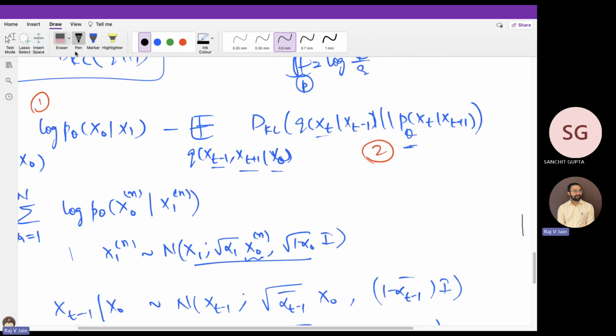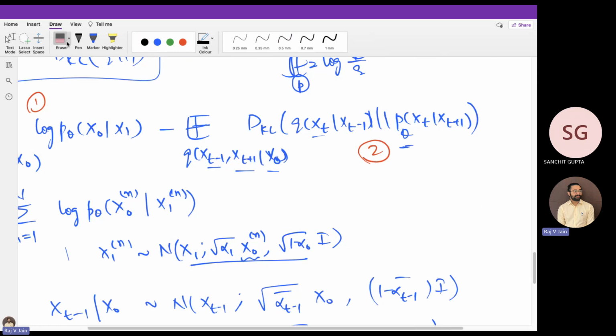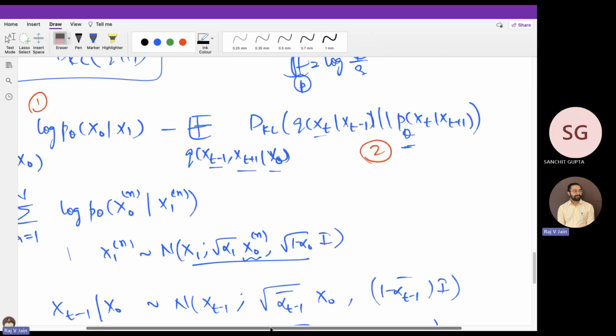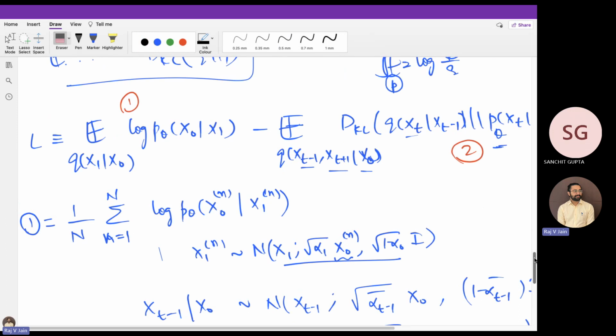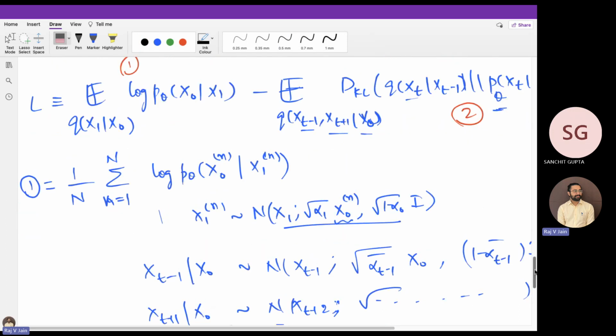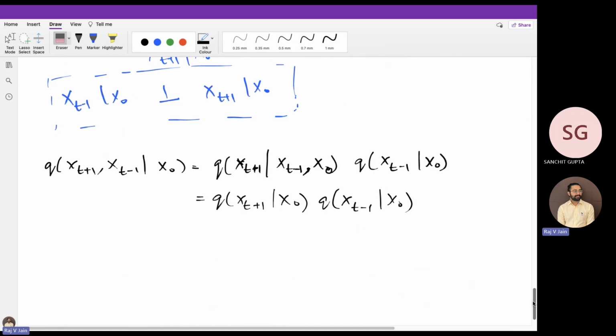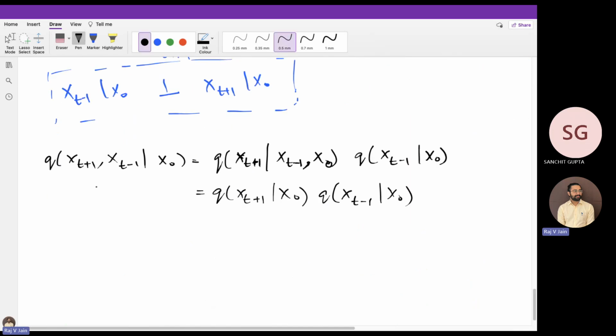And we also had a doubt regarding this point, where we asked: are xt plus 1 and xt minus 1 conditionally independent given x naught? That is true, because we can always write the conditional distribution of the joint of xt plus 1 and xt minus 1, and this can be seen as conditioned on xt minus 1. This is again from the simple conditional probability formula.